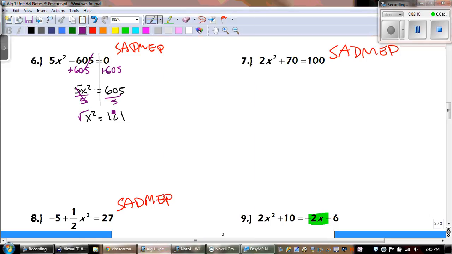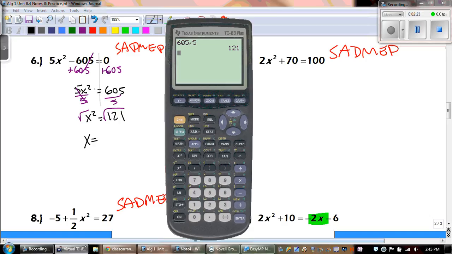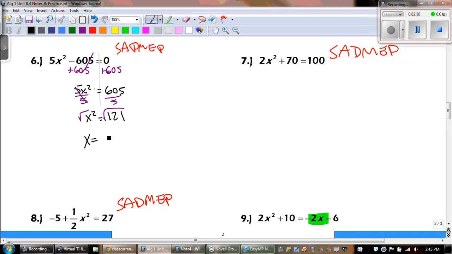It's a positive, which means there's going to be 2 answers. You just can't be like, well, the square root of 121 is 11, so that's my answer. Remember, that's only half true. It can be a positive or it can be a negative 11. If this is positive when we're taking the square root, that means there's going to be 2 answers. Okay?